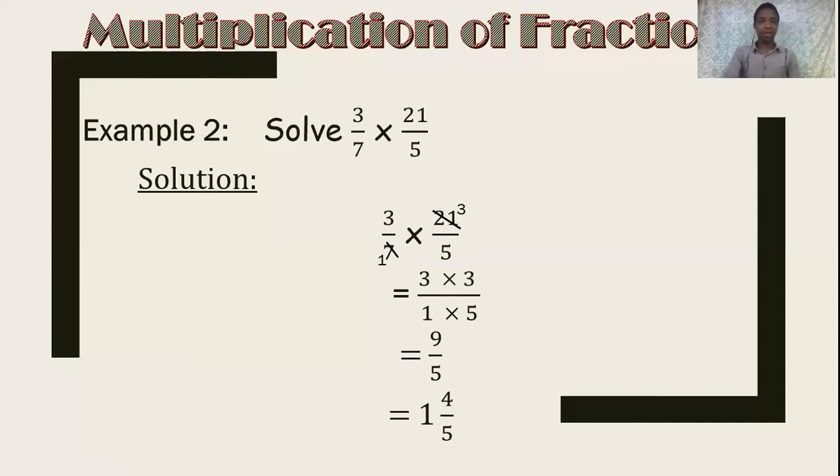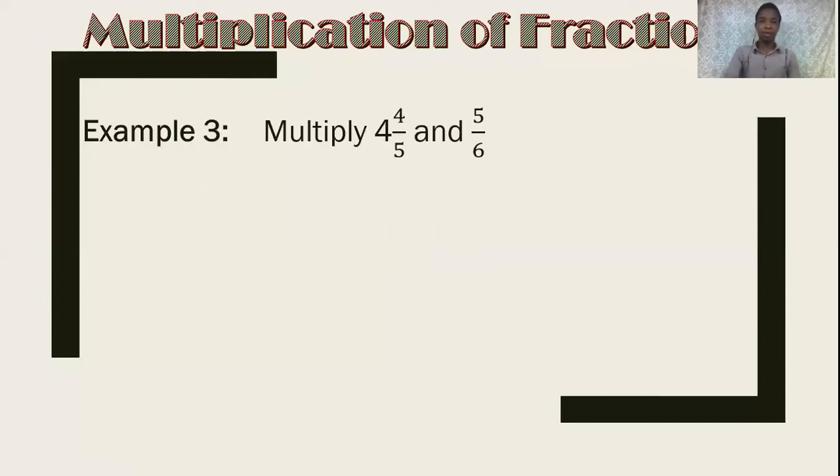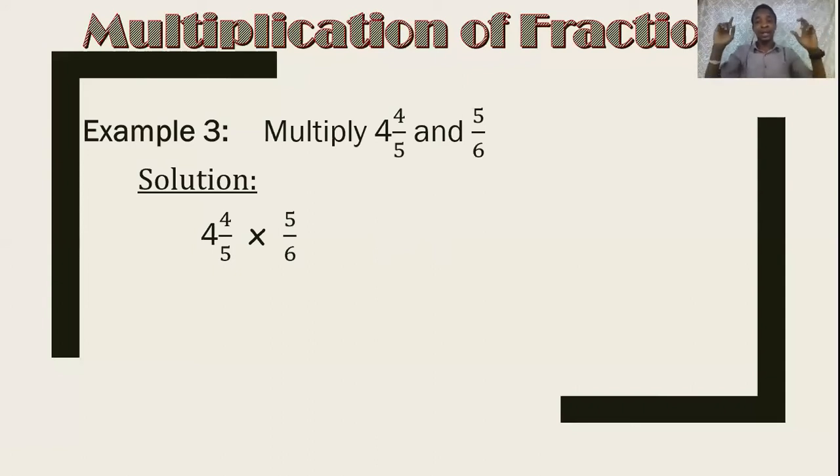Okay, final example, I have to multiply 4 and 4 over 5 times 5 over 6. Now, how do I multiply a mixed number? Remember for addition, I said when you're adding or subtracting a mixed number, you would bring out the whole numbers, add or subtract, and then do the fraction separately. Please, for multiplication, it is never the case. When you have a mixed number, you would always change to an improper fraction. I say, you always change to an improper fraction when you're multiplying fractions.